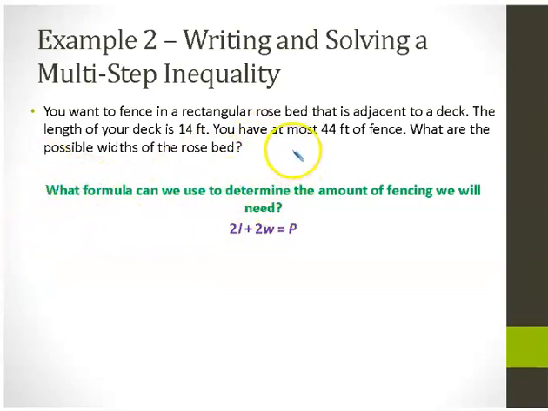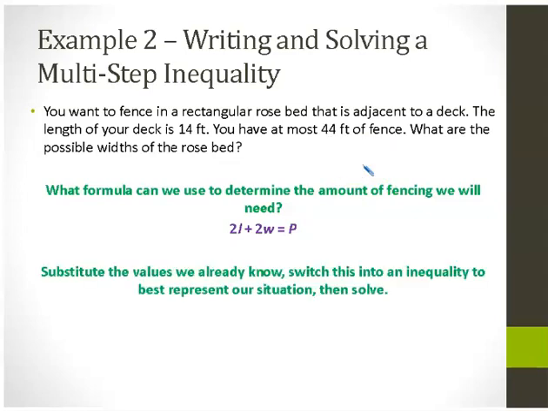And one thing you may want to do is draw yourself a little image of this rose bed. Now we know the length of the deck is 14 feet, so I'm going to put 14 here. And that's just a placeholder, okay? 14 feet. And I don't know the width, but I know the perimeter, right? The most fence I have is 44 feet. Okay, I can't do any more than that. So I'm just going to put this in here, 44 feet. I'm not going to put equals or anything. I just want you to make note that I have 44 feet of fence.